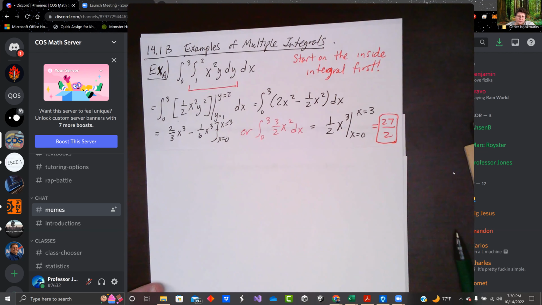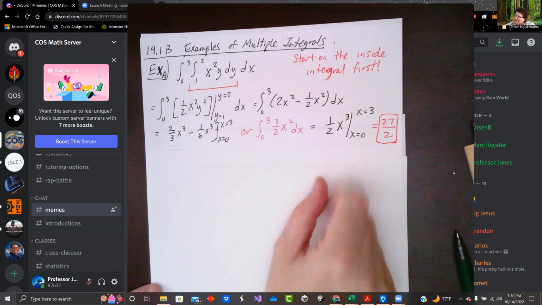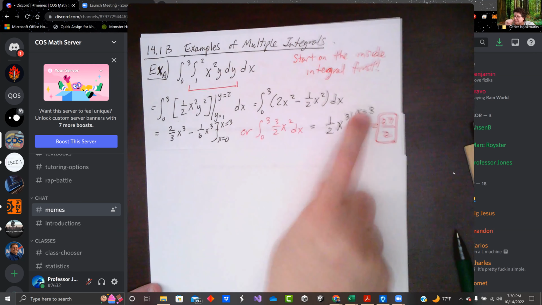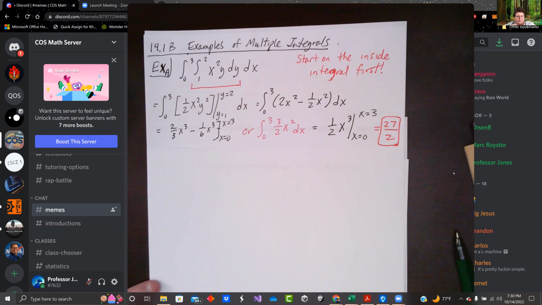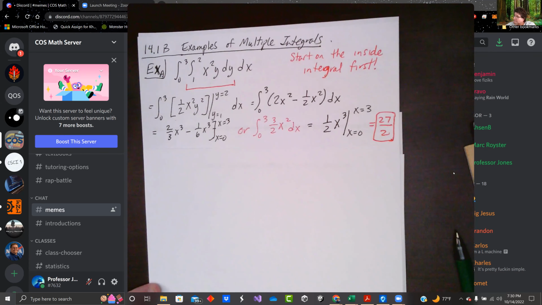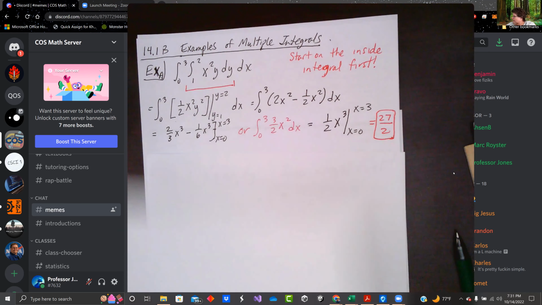Integrate those separately. 2/3 x cubed minus 1/6 x cubed, and we go from x equals 0 to 3. Or as I did right here, integrate that. We've got 1/2 x cubed from x equals 0 to x equals 3. Either way you do it, you get 27 over 2. I encourage you to flip that around and show that you get the same thing by changing the order of integration.